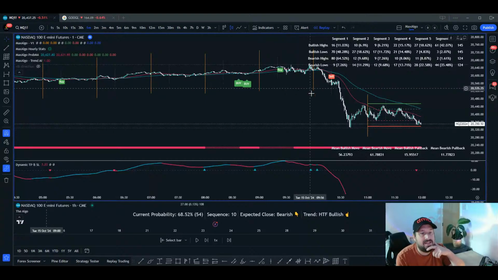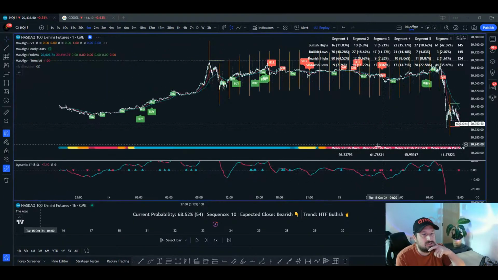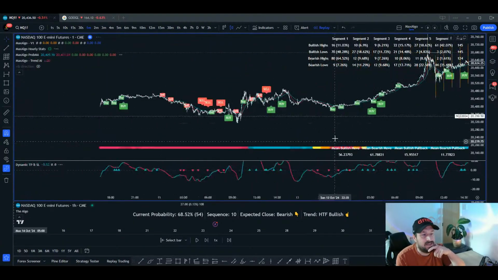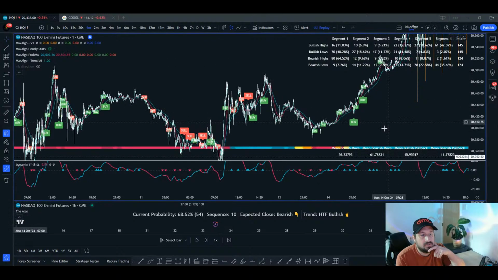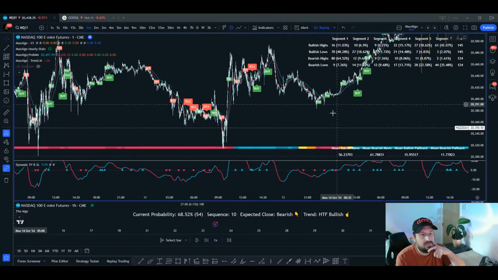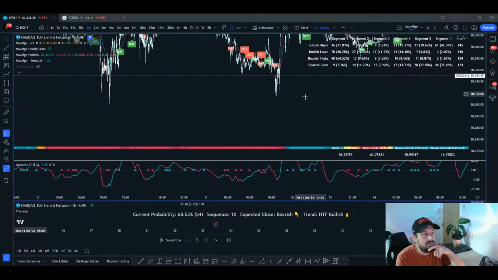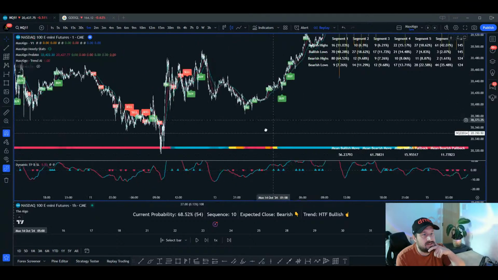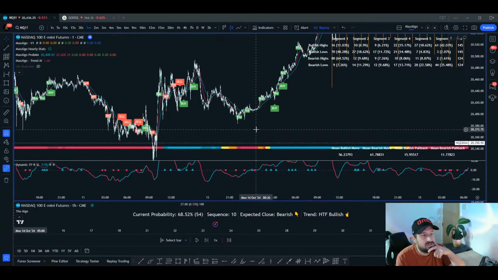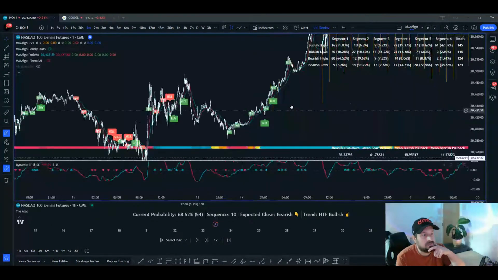An example of a payday entry is just your higher time frame. So this was a payday entry here. Our higher time frame was bullish. So we'd been in a bullish trend. We transitioned from bearish to bullish, and that was our payday.